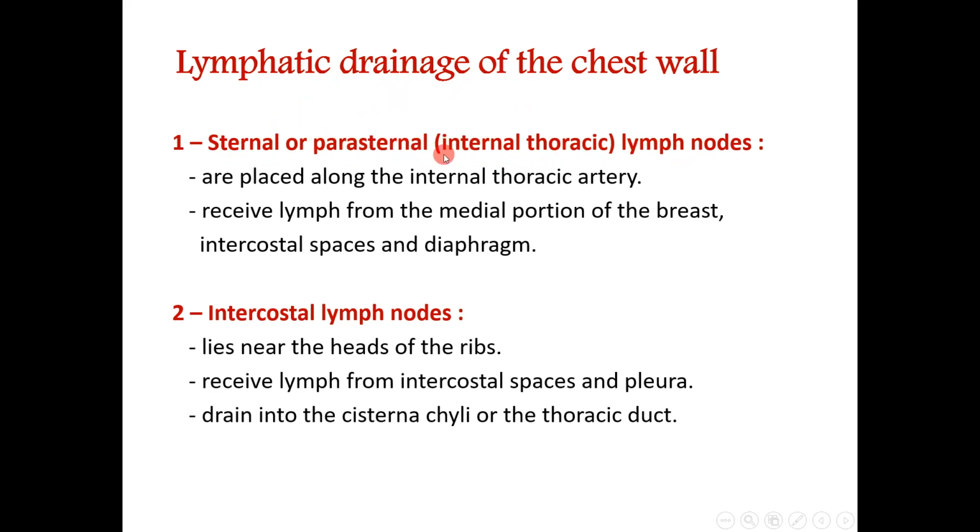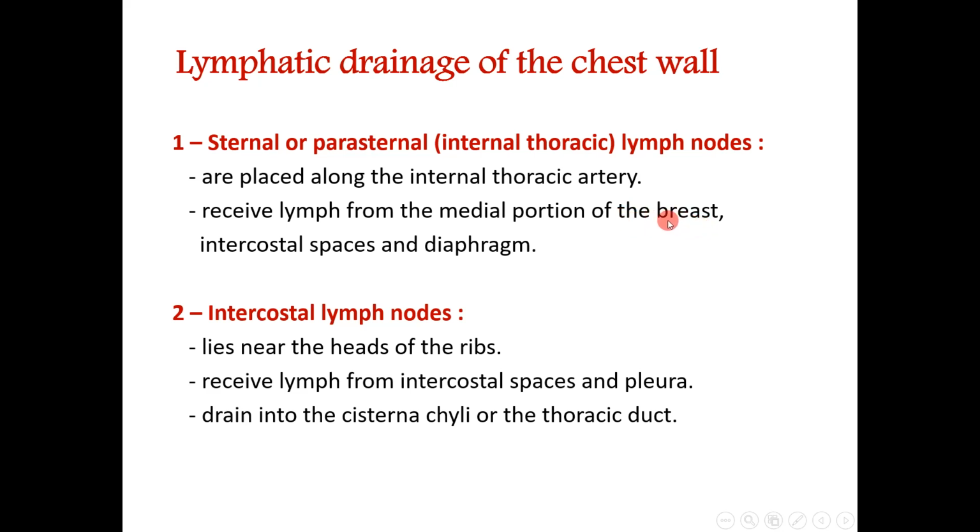They are within the thoracic cavity, and because they lie along the internal thoracic artery, they are called internal thoracic lymph nodes. So they are placed along the internal thoracic artery and they receive lymph from the medial portion of the breast. Actually, this is very important in case of disease of the breast like malignancy of the breast, carcinoma of the breast.